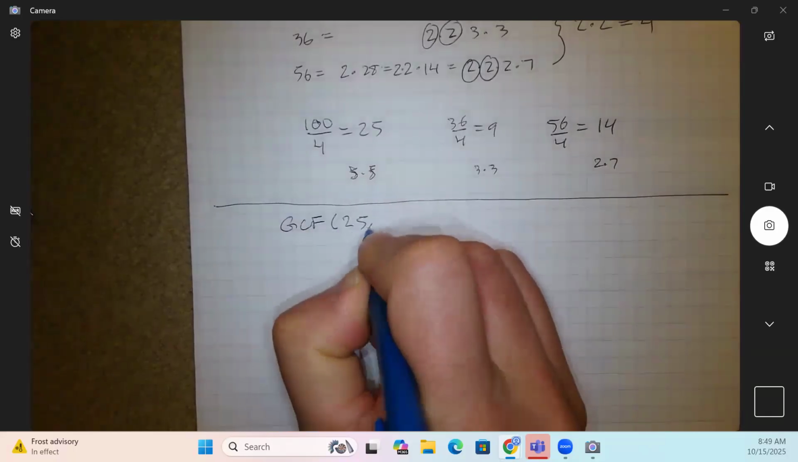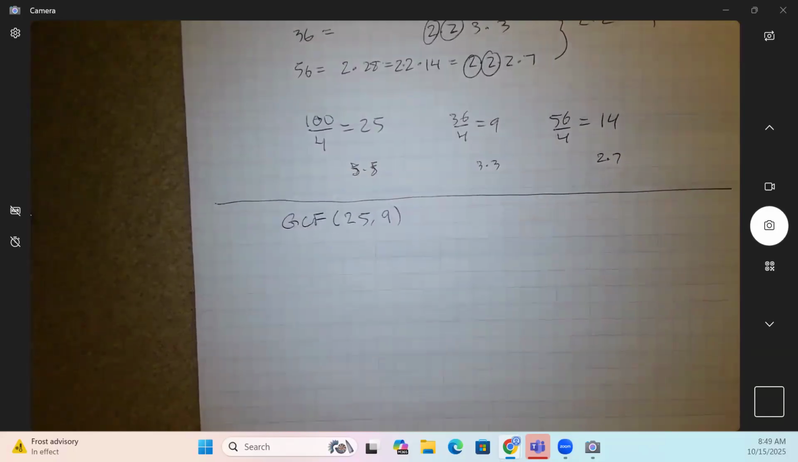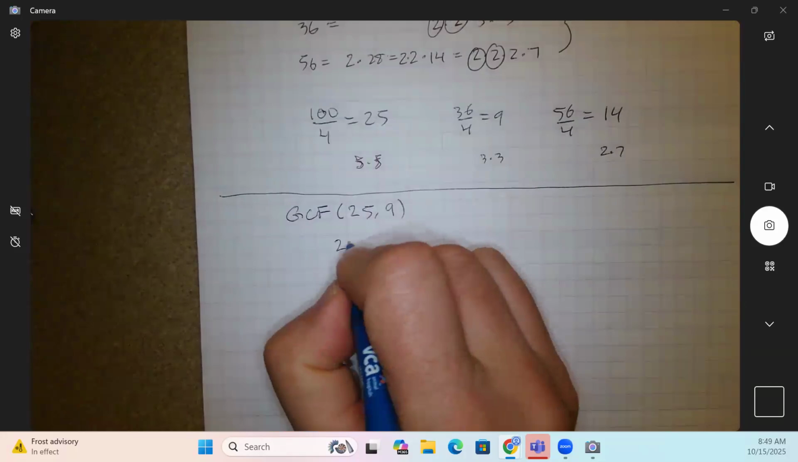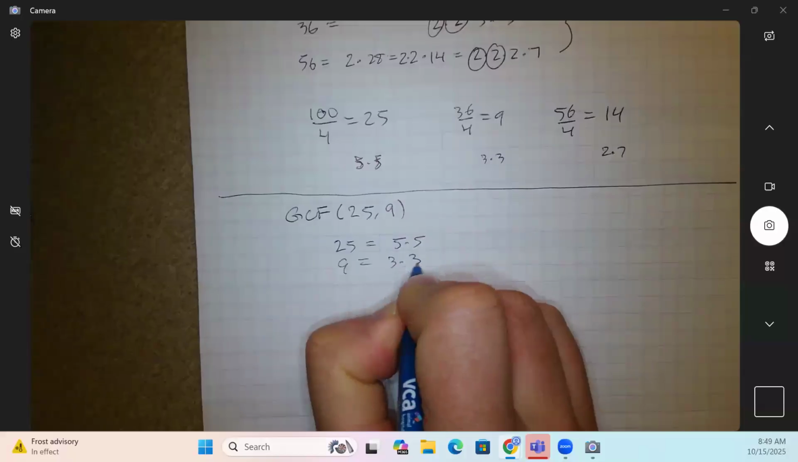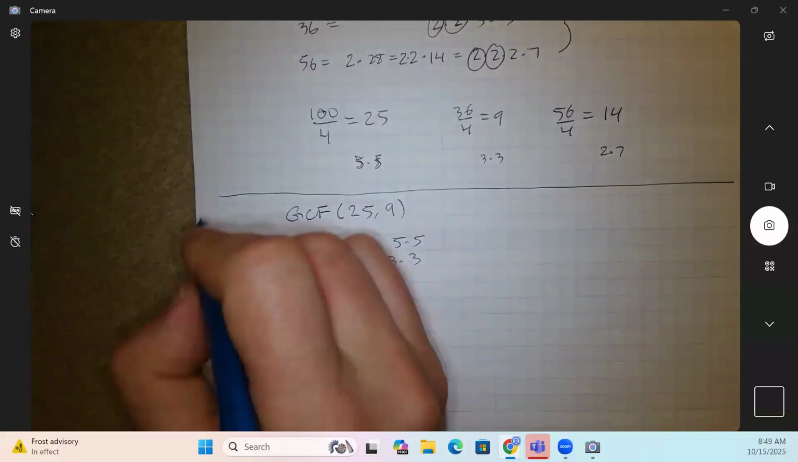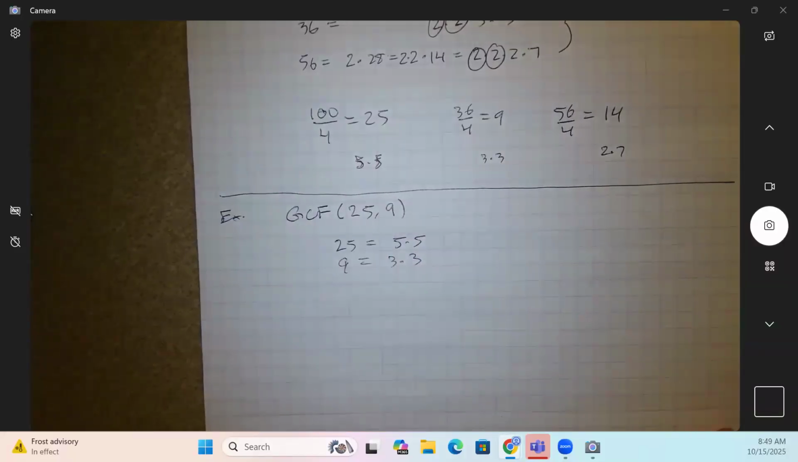What is the greatest common factor of 25 and 9? Well, 25 is 5 times 5, and 9 is 3 times 3. Are there any numbers in common? Nope. So does this mean it doesn't have a greatest common factor?